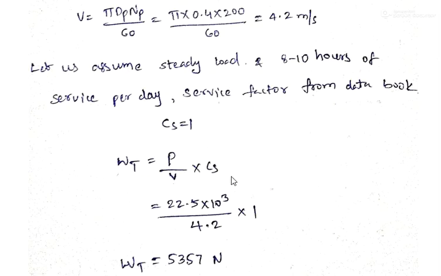So when you substitute in this tangential tooth load formula, P is 22.5 kilowatts, that is 22.5 into 10 to the power of 3 watts, CS is 1, and velocity we got 4.2. When you substitute, you will get this tangential tooth load as 5357 newtons.